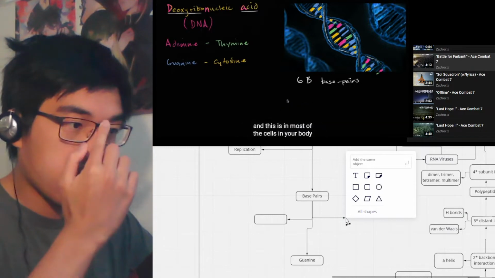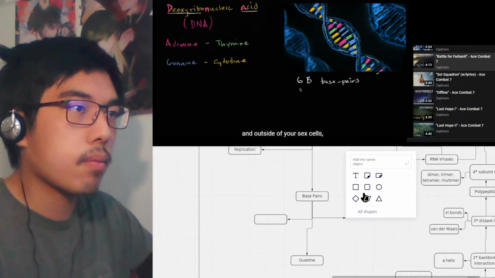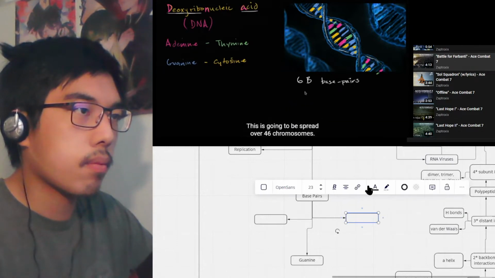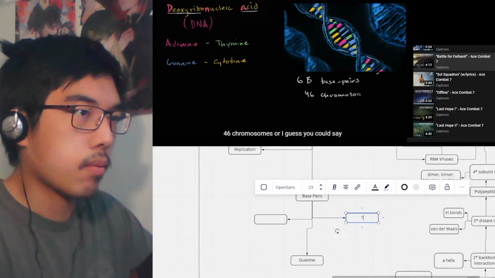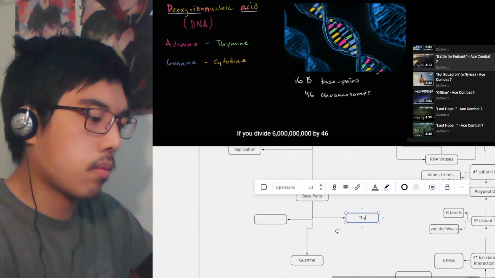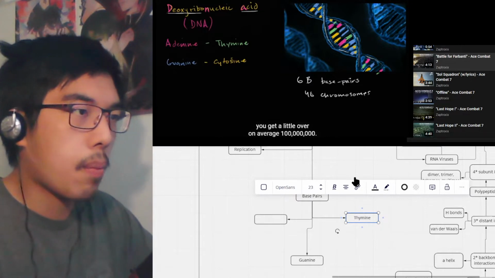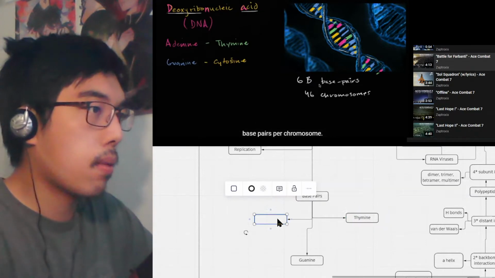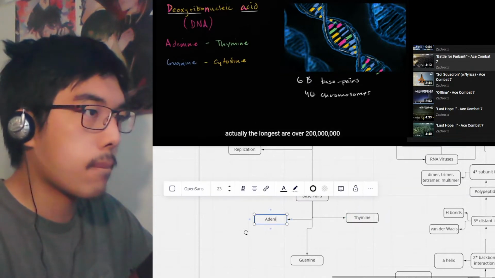And when you have your full complement of chromosomes, and this is in most of the cells in your body, outside of your sex cells, the sperm or the egg cells, this is going to be spread over 46 chromosomes, or I guess you could say 23 pairs of chromosomes. If you divide 6 billion by 46, you get a little over, on average, 100 million, I think it's 100 and something million base pairs per chromosome. And some chromosomes are longer, actually, the longest are over 200 million, and some might be shorter.